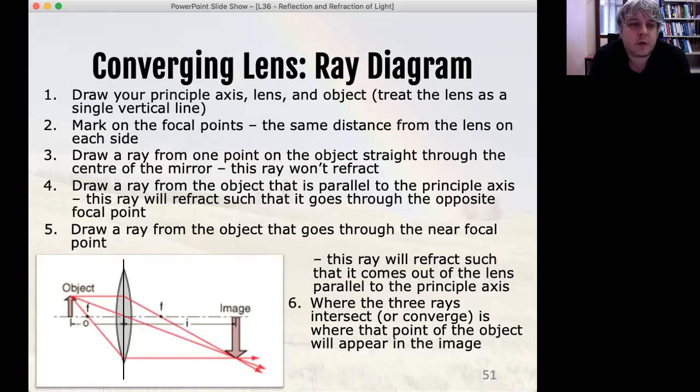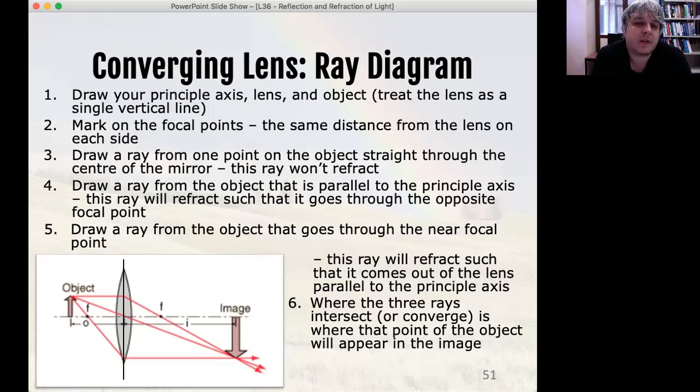First thing you do is you draw your principal axis, your lens, and your object. The lens we draw as a single vertical line. You can sketch on the shape of the lens if you want, but always make sure you include the vertical line as well. So you get your principal axis, which is your horizontal line, your lens, which is your vertical line, and then you draw the object. Right? The object can be wherever it actually is. Normally, we'll just draw it standing up on top of the principal axis for simplicity.